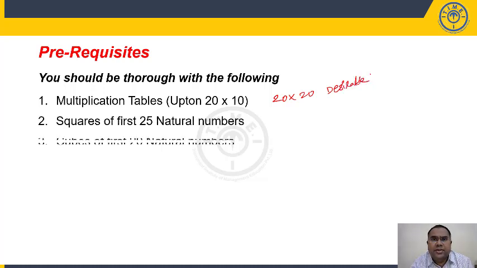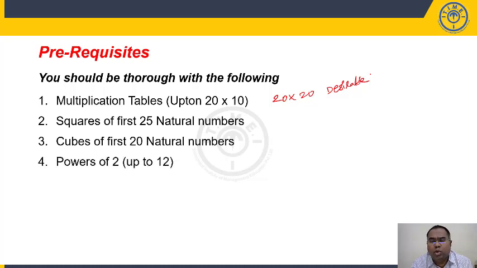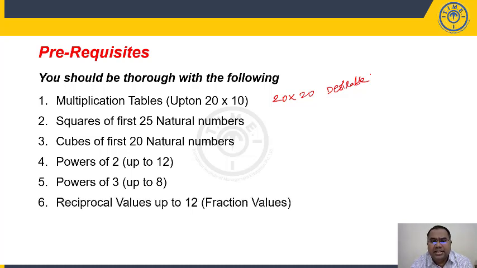Then squares of first 25 natural numbers, cubes of first 20 natural numbers, powers of 2, 2 power 1, 2 square up to 2 power 12, powers of 3, 3 power 1, 3 square, 3 cube up to 3 power 8, reciprocal values. You know reciprocal values, right? So 1 by 2 is equal to how much percent? 50%. How will you convert a fraction into percentage? Into 100. 1 by 3, 33.33 percentage, or we can say 33 1 by 3 percentage.